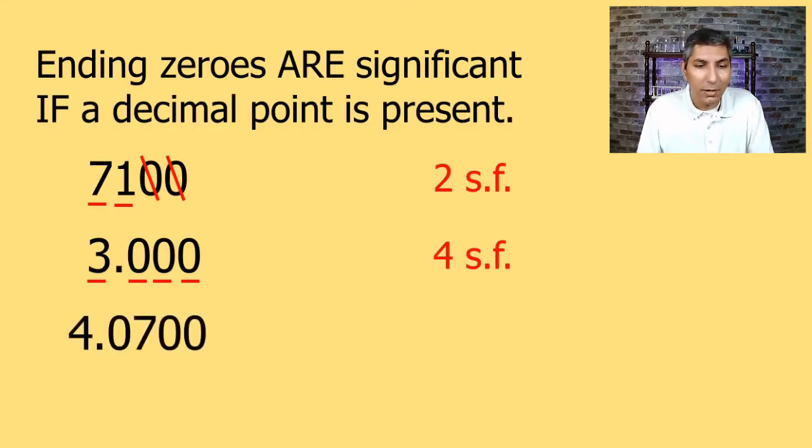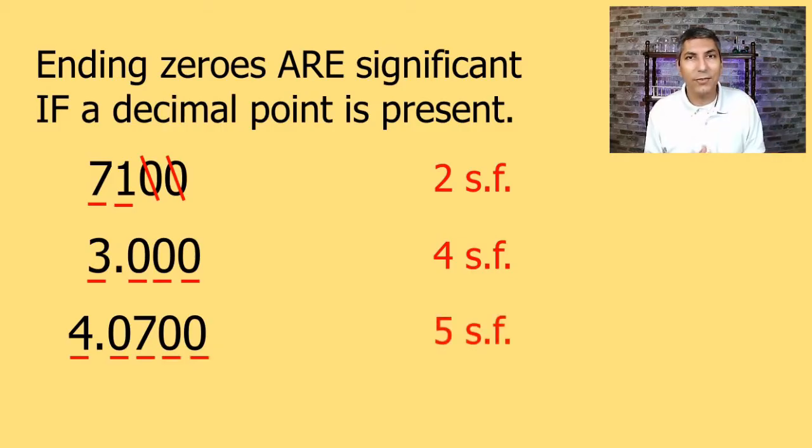How about this number? 4.0700. Once again, we have two non-zero numbers, the 4 and the 7. There's a middle zero, that's significant as well. And we have two ending zeros, and since there's a decimal point visible, those ending zeros are significant. So we actually have 5 significant figures in this number.